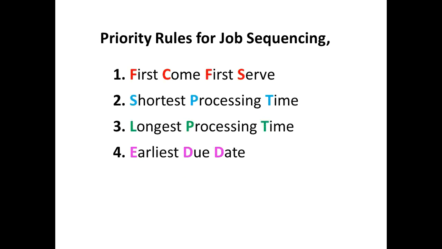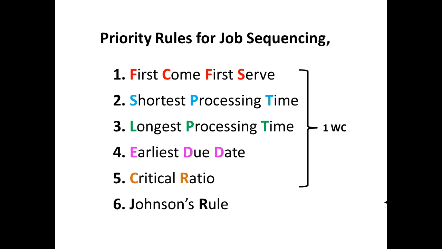There are several priority rules for job sequencing. For this video, we will be covering first come first serve, shortest processing time, longest processing time, earliest due date, critical ratio, and Johnson's rule. The first 5 rules are applicable when involving one work center, while Johnson's rule is applicable when involving 2 or more work centers. I will explain starting from the first 4 rules.